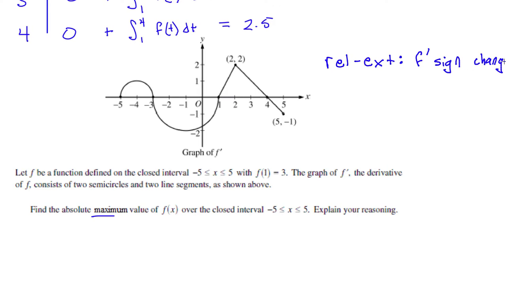And on a graph of f prime, what is f prime? Slope. On a graph of f prime, what is f prime? Height. Yes, f prime is height.